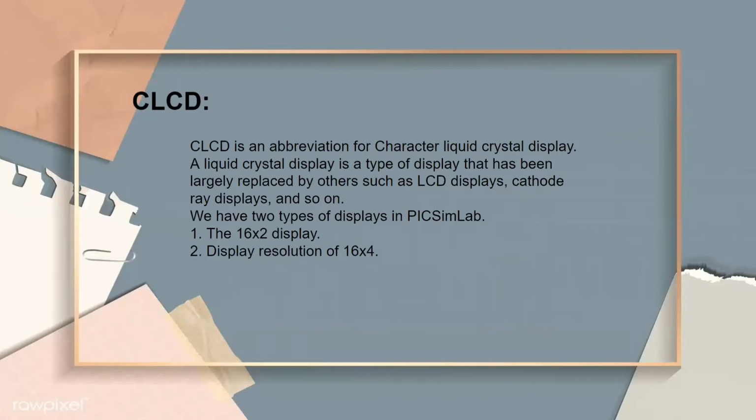Next one is CLCD. It is an abbreviation for character liquid crystal display, and it is a type of display that has been largely replaced by other LCD displays. There are 2 types of LCD displays: one is the 16x2 display and the other is the 16x4 display.